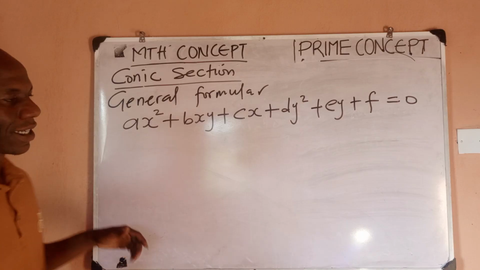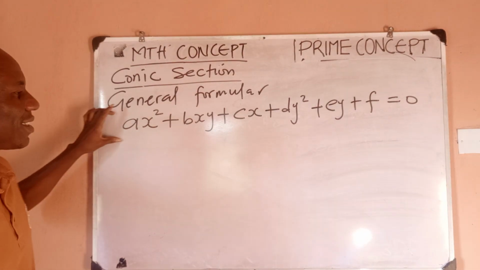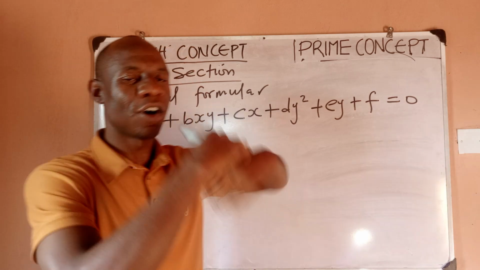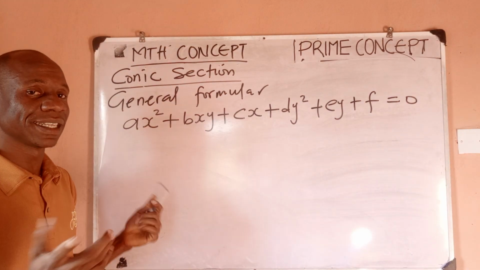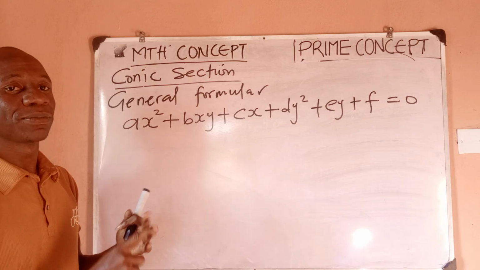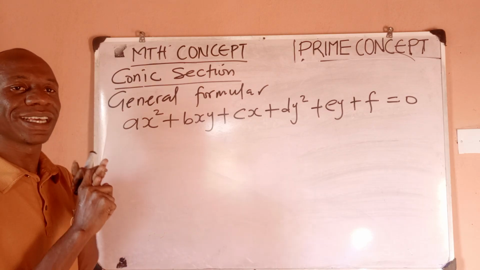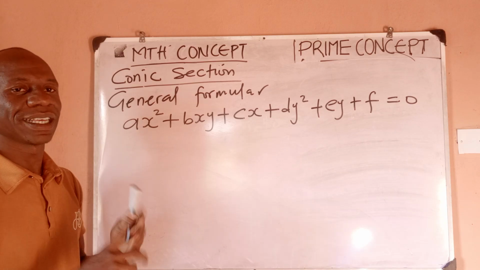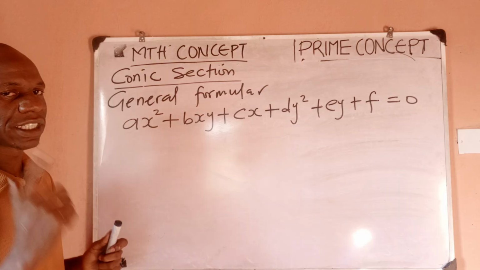So it looks long, right? But don't be scared. We may not be using this directly to do anything. But this is the general formula for all the conic sections. This equation can represent a circle, a parabola, an ellipse, or a hyperbola. So that is why we call it the general equation for conic section.